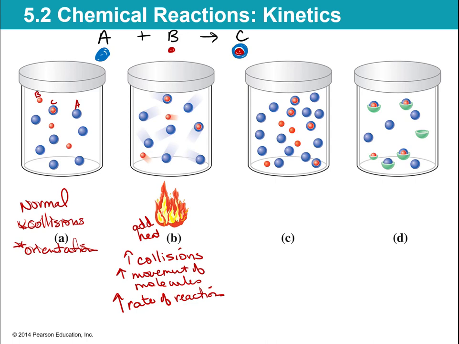So how is C different than A or B? What did we change? How does the container of C look different than A or B? More what? More reactants. So if I cram a lot more A and B into this container, what do you think will happen to their collisions? Yeah, because there's more of them. So the odds are that one of those little blue spheres and red spheres are going to run into each other because there's so many more to hit. So that'll increase collisions. And what will that do to the rate? It's going to speed up the rate.